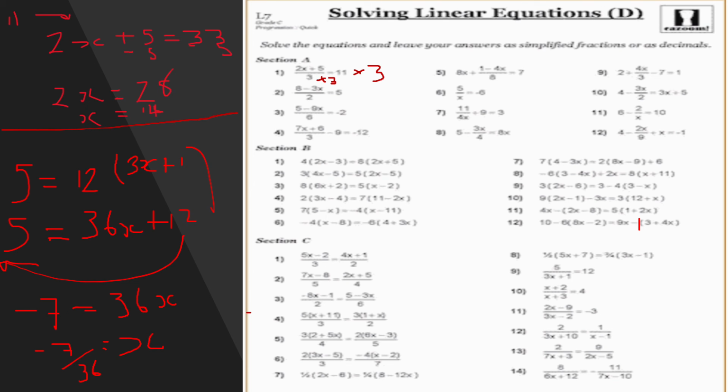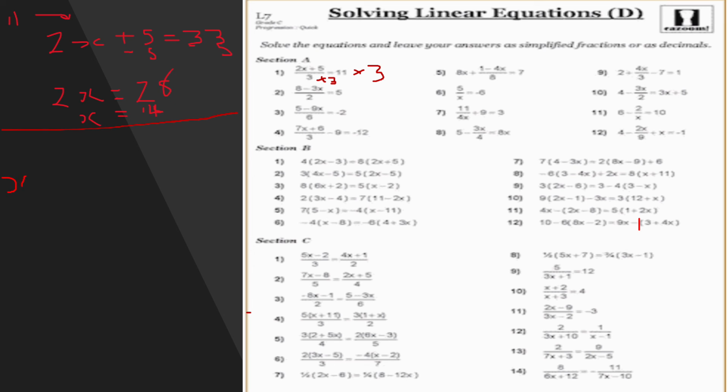We will do one more, so we will look at question 10. Right, guys, so question number 10, I've got x plus 2 over x plus 3 is equal to 4. Well, if I times both sides by x plus 3 as my first step, so I'm going to get x plus 2 is equal to 4 lots of x plus 3. Okay, so it's multiplying x plus 3 on both sides.